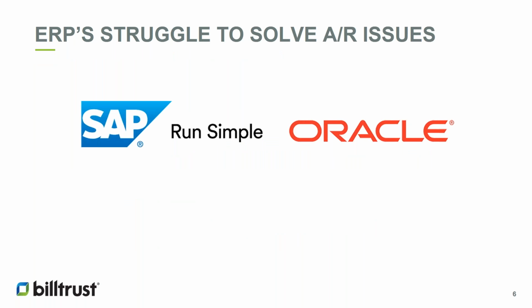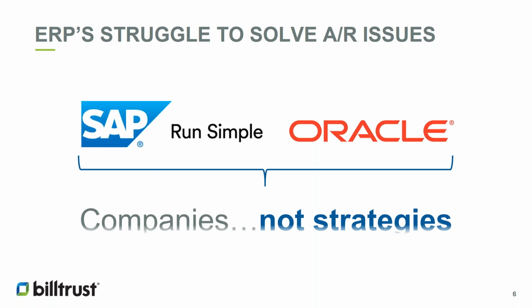The other issue is that ultimately ERPs really struggle to solve a lot of AR issues, right? If you were to ask a typical accounts receivables manager, what are you using to manage your receivables process today? Well, odds are pretty high, I'd say 9 times out of 10, they would probably respond with something like, oh, we use SAP, or we use Oracle, or NetSuite, or some kind of ERP solution. And ultimately, my response to that would be, well, those are companies, right? Those are not strategies that you run your receivables program on.